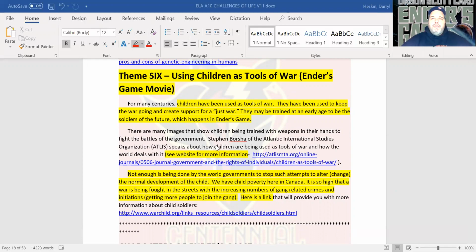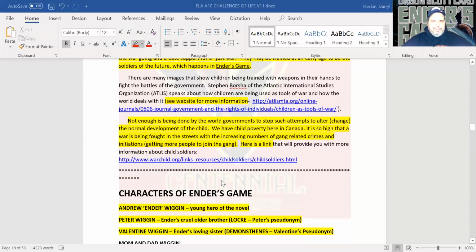So there are lots of examples where children are placed in a soldier-like environment or atmosphere, and before you know it, they're no longer a child. They've grown up way too fast, and we see that especially with those who are fighting child poverty, the war that's being fought on the streets right now, the gang issues, and so on and so forth. So there's another link there as well. You can check that out.